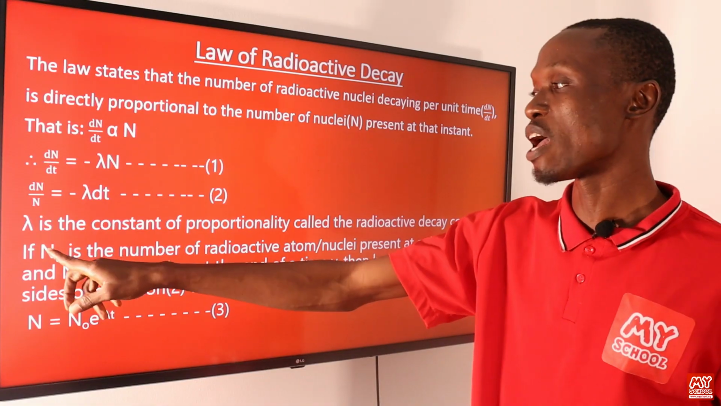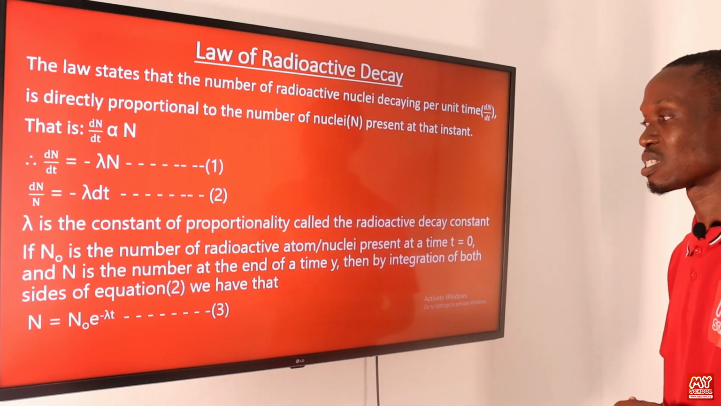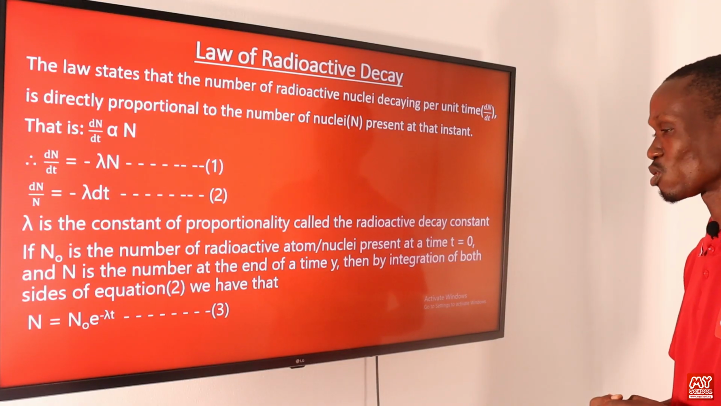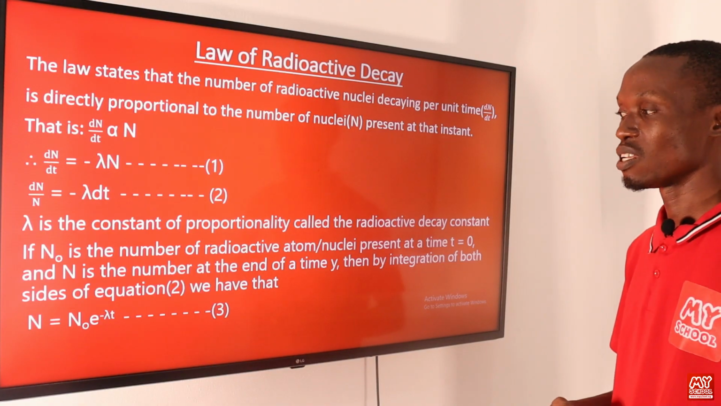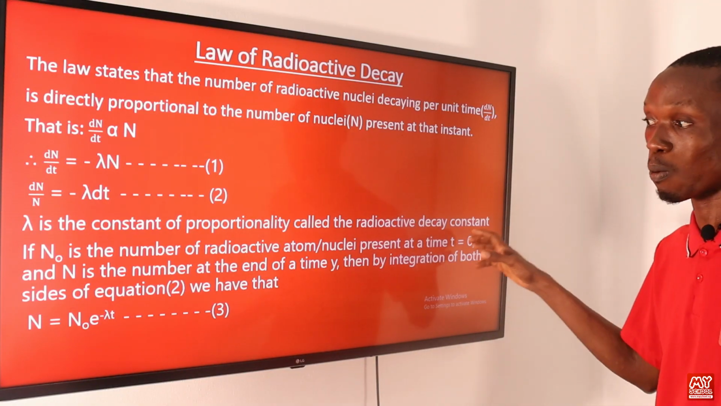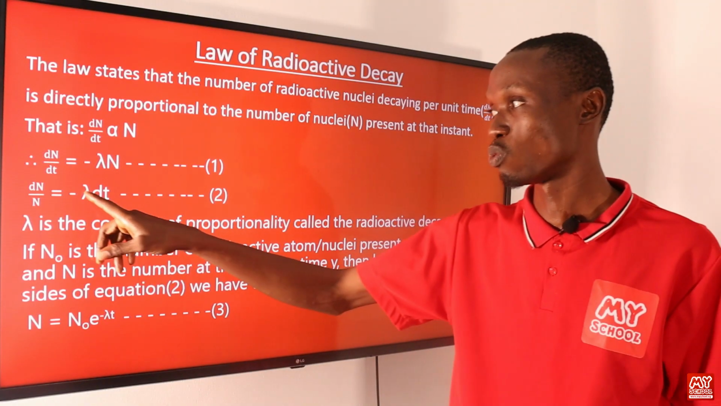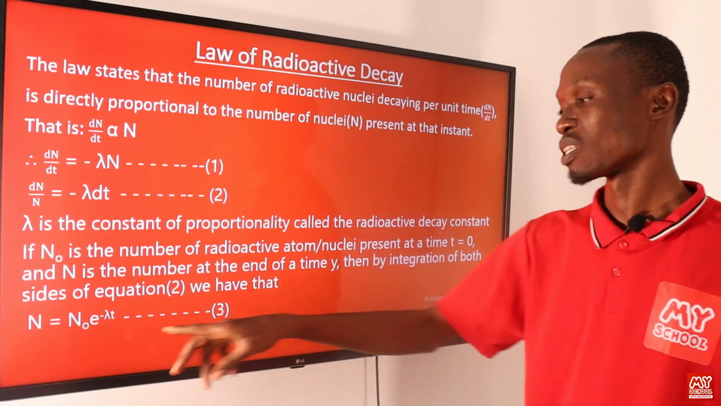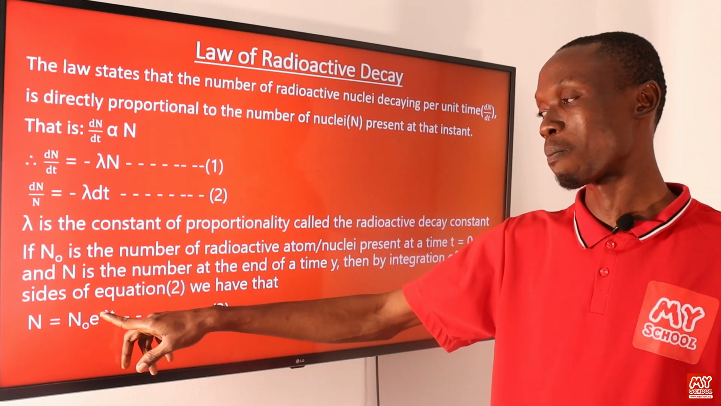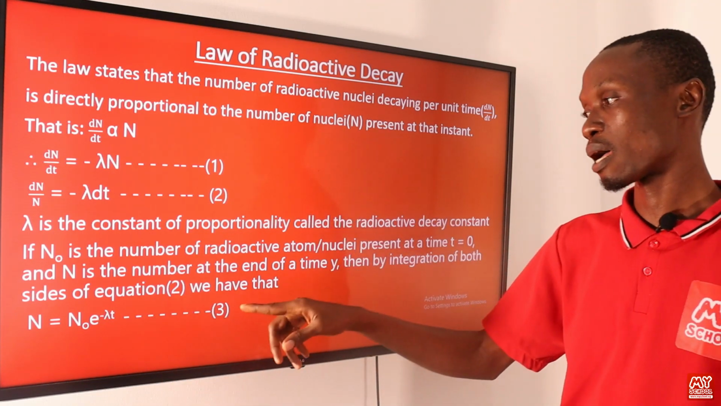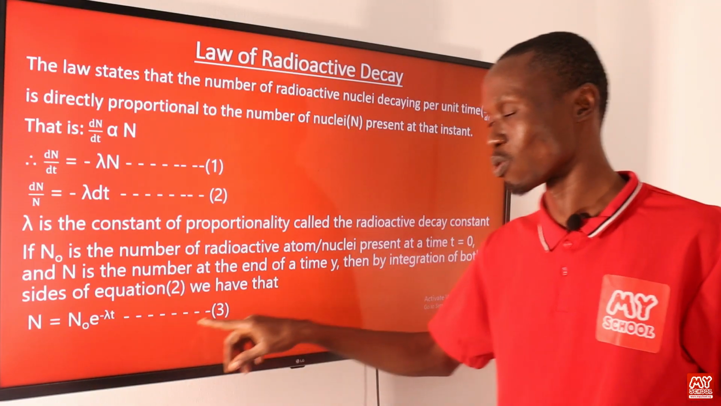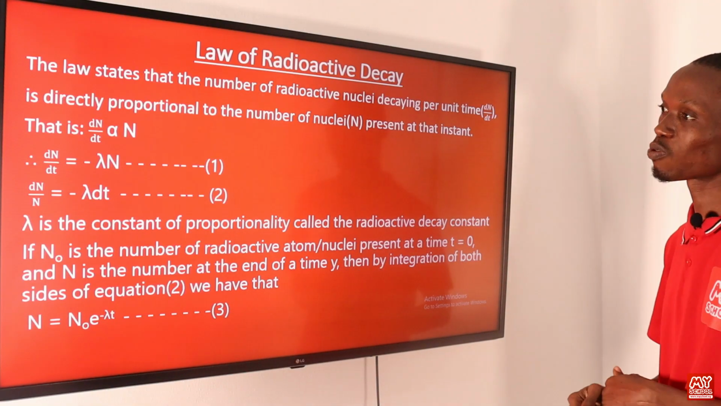If N naught is the number of radioactive atoms or nuclei present at time t equal to 0, and N is the number at the end of a time t, then by integration of both sides of equation 2, we have that N is equal to N naught exponential minus lambda t, and we call this equation 3. So we have to take note of this equation. Now let's move to the next slide.